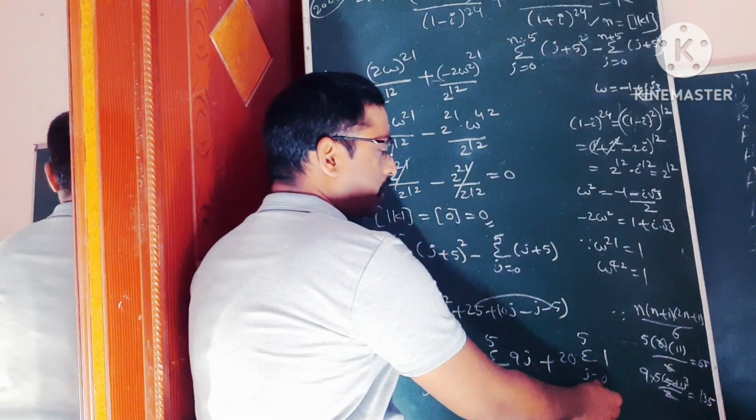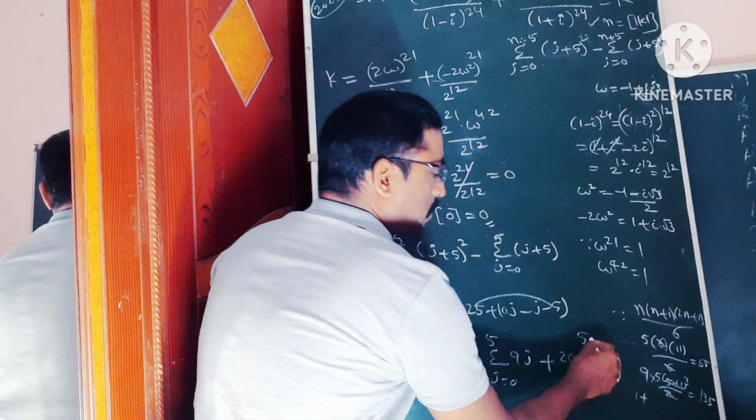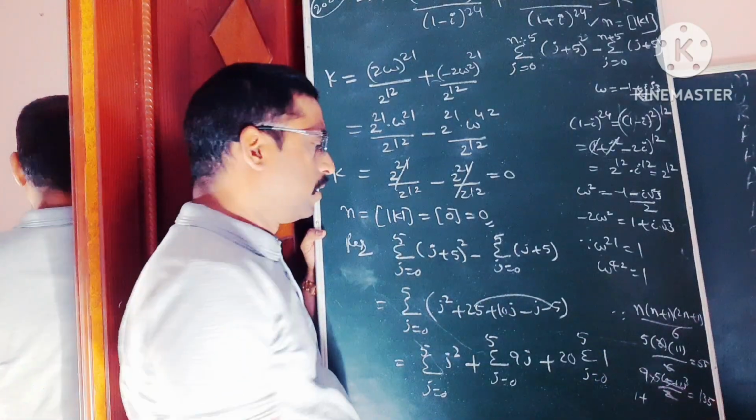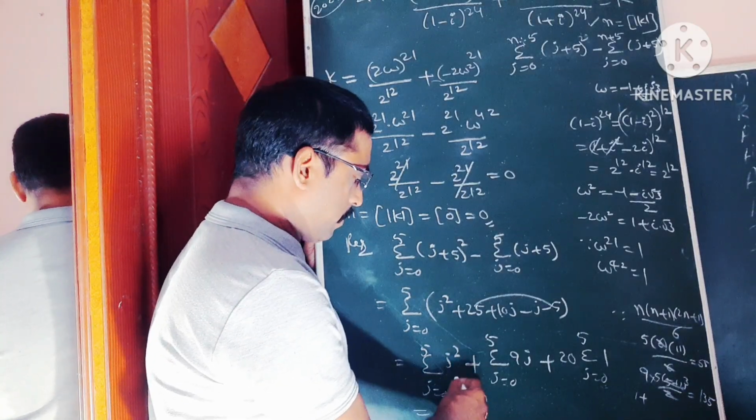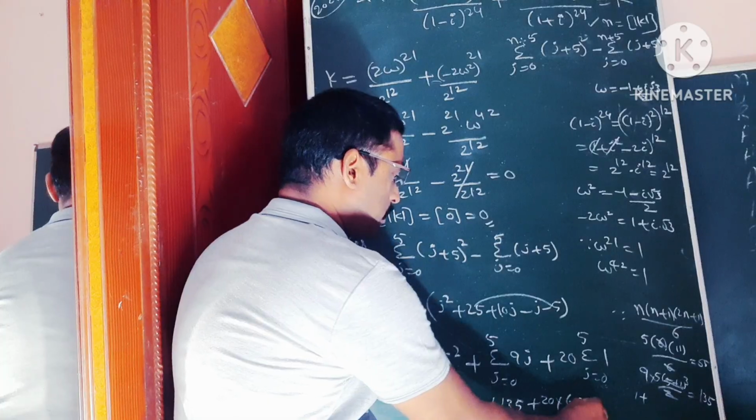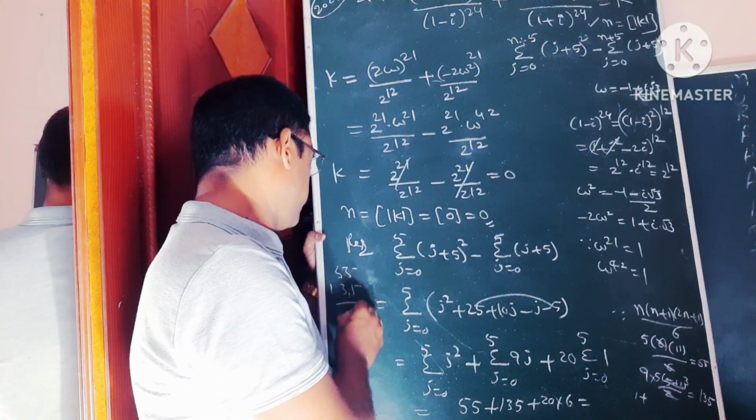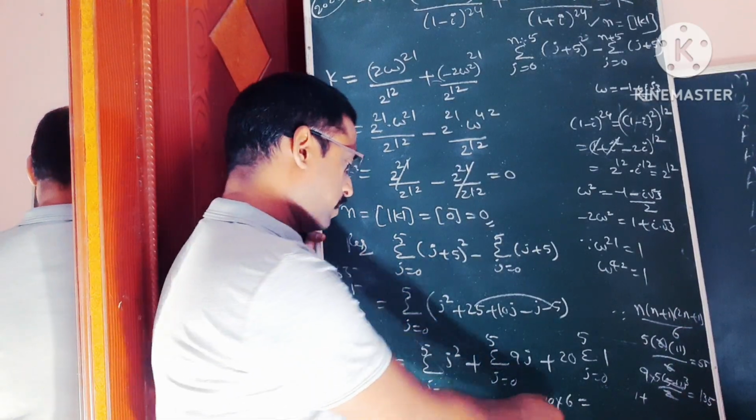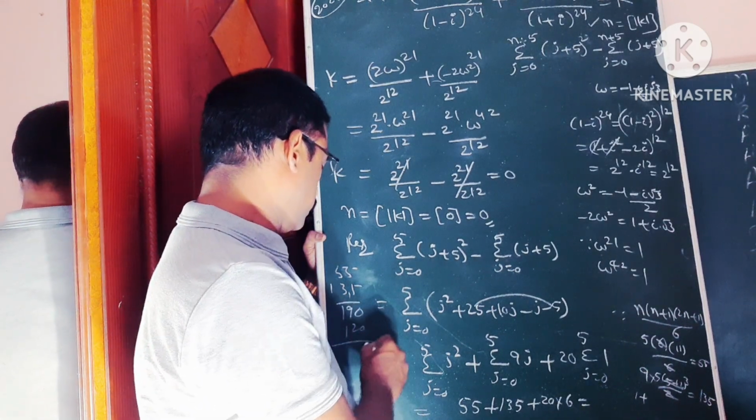So sigma J equals 0 to 5 of 1. This value is how much here? 1 plus 1 plus 1 plus, how many times? 6 times here, 0 to 5. This value is 6. So what we get here? 55 plus 135 plus 20 into 6. So finally we get 55, 135, 135 plus 120 here. So this is the answer: 310.